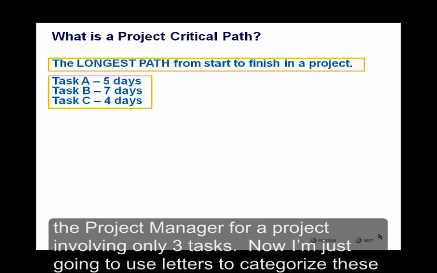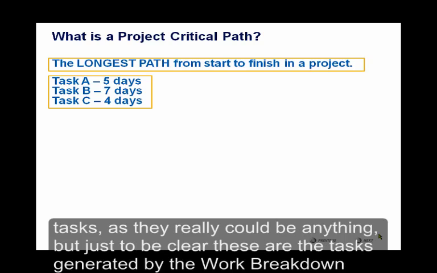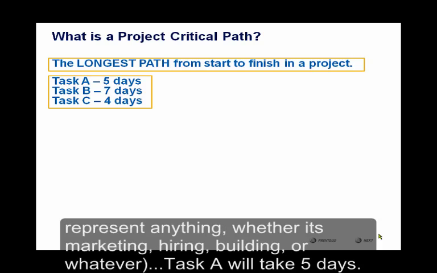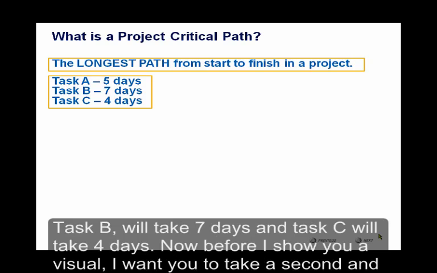So to illustrate this, as a very simple example, say I'm the project manager for a project involving only 3 tasks. Now, I'm just going to use letters to characterize these tasks, as they really could be anything. But just to be clear, these are the tasks generated by the work breakdown structure, or WBS, and these all need to be completed in order for me to finish my project. So task A, which again, could represent anything. It could be a marketing task, hiring people, building, whatever. Task A will take 5 days. Task B will take 7 days, and task C will take 4 days.